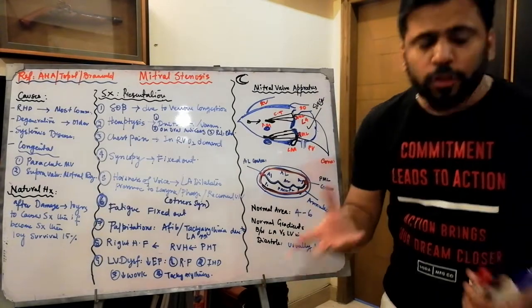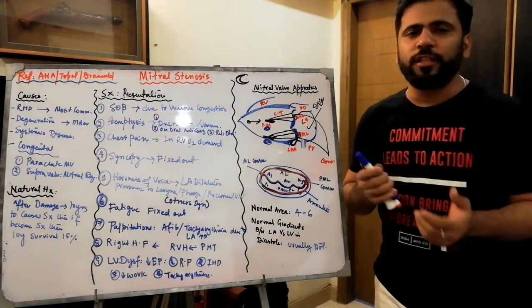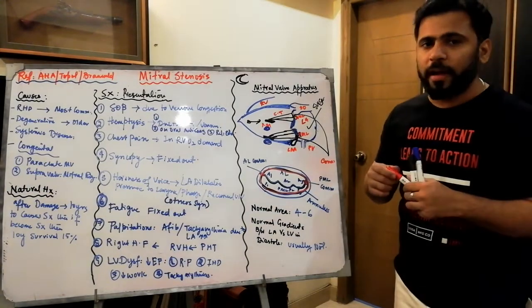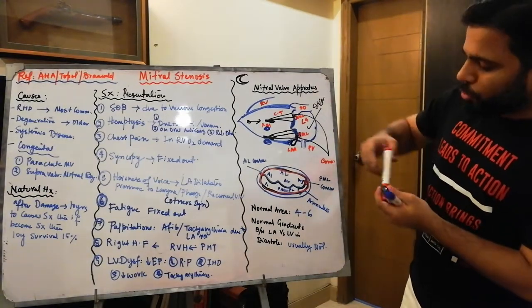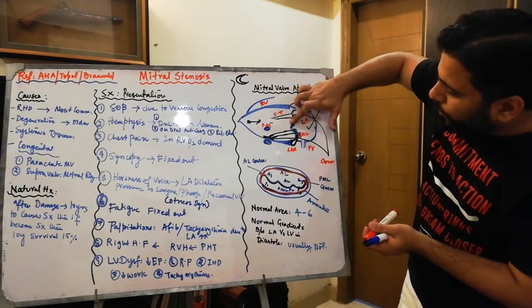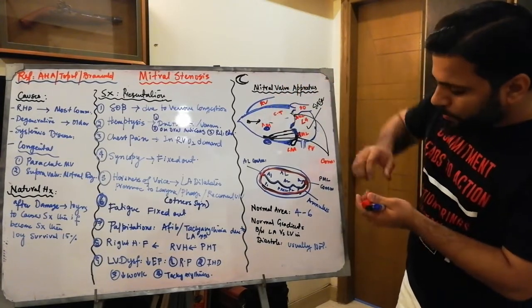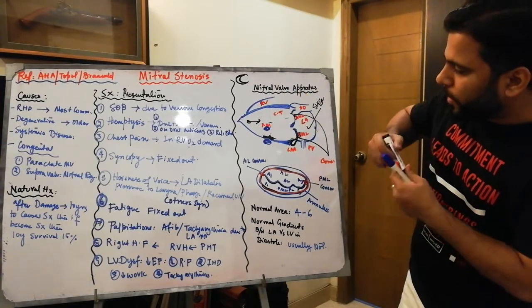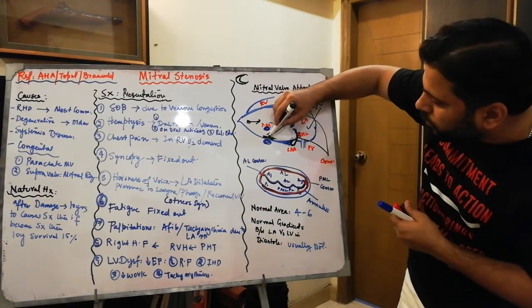The congenital cause, in younger people, the most common is the parachute mitral valve. What is the parachute mitral valve? In parachute mitral valve, there is a single papillary muscle, and the single papillary muscle is attached to both.